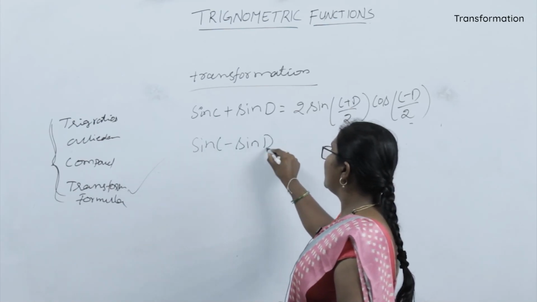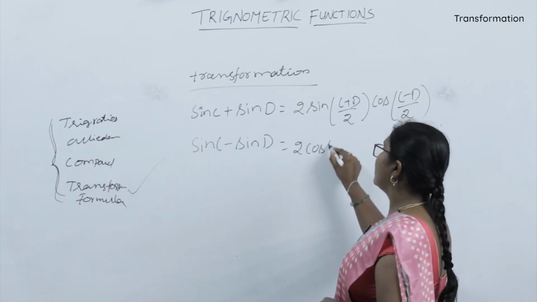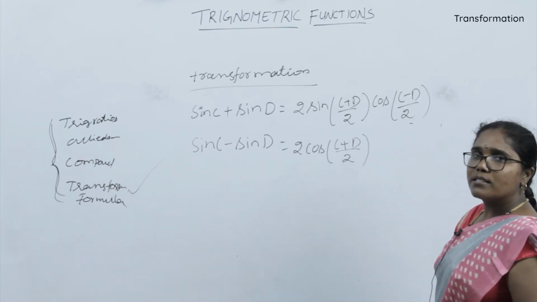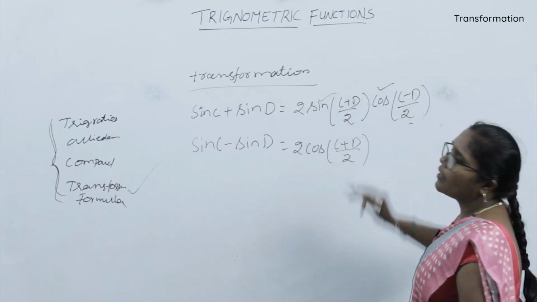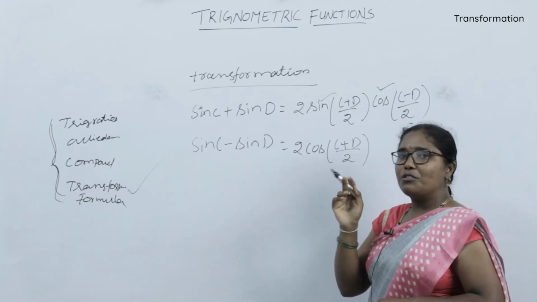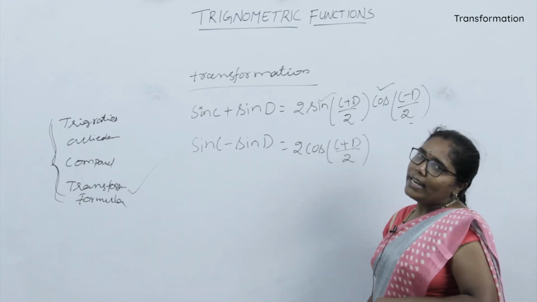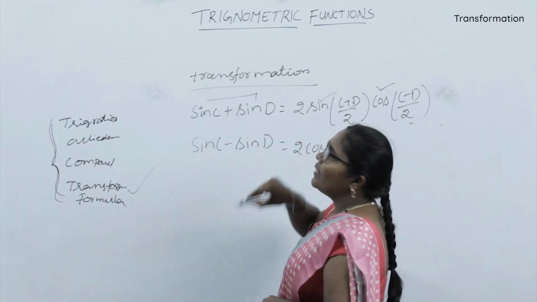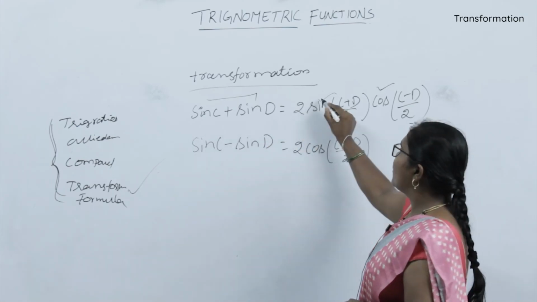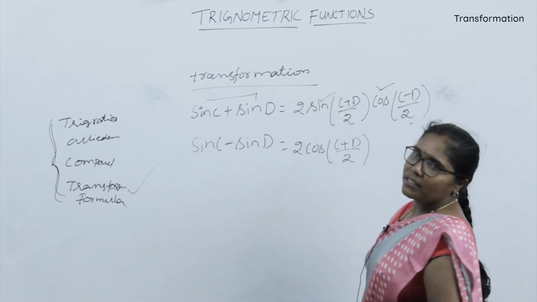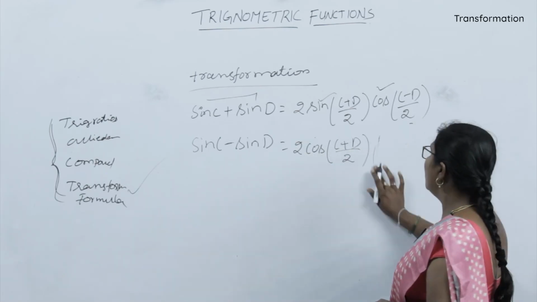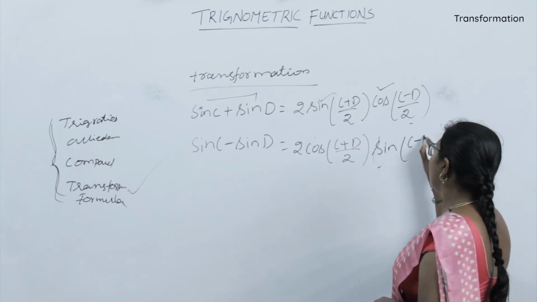Just observe here: when sin c plus sin d or sin c minus sin d comes, one is sin and one is cos, alternating. Comparatively, even when we did compound angles, one sin and one cos come alternately. So wherever you write the formula for sin c and sin d, either plus or minus, when it is plus the first is sin, and when it is minus the first is cos. So the formula here is 2 cos (c plus d) by 2 sin (c minus d) by 2.